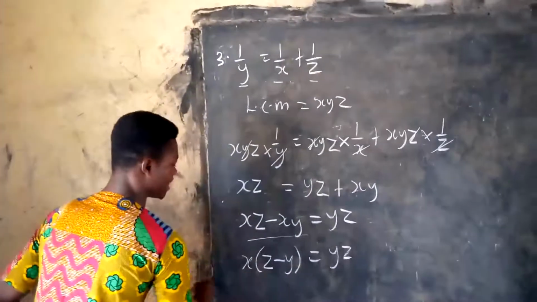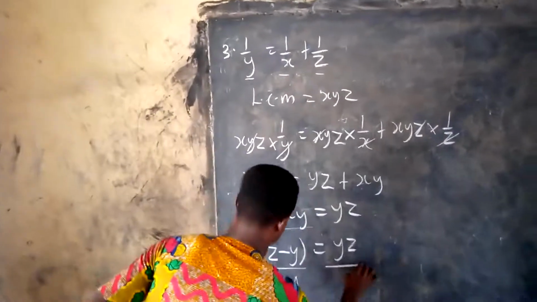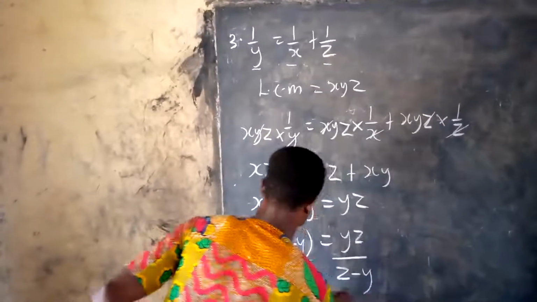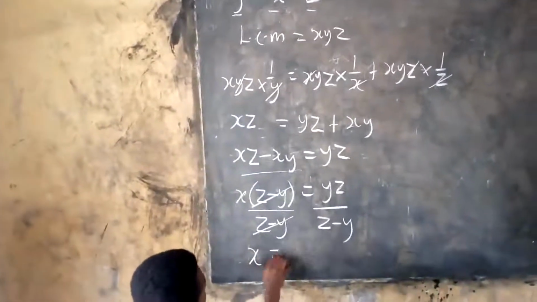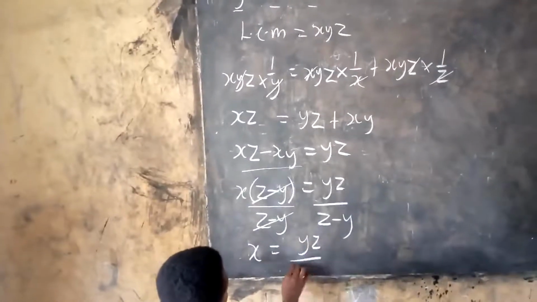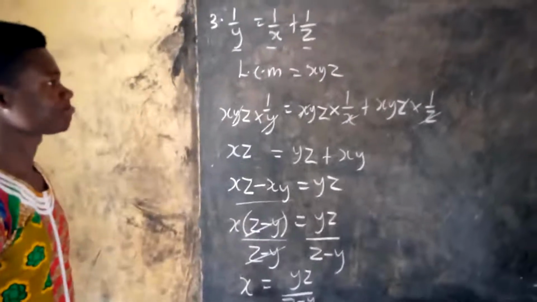Here we want to make x the subject. So divide this expression by z minus y and divide this one too by z minus y. Z minus y cancels z minus y, and we have x is equal to yz over z minus y. So this is that.